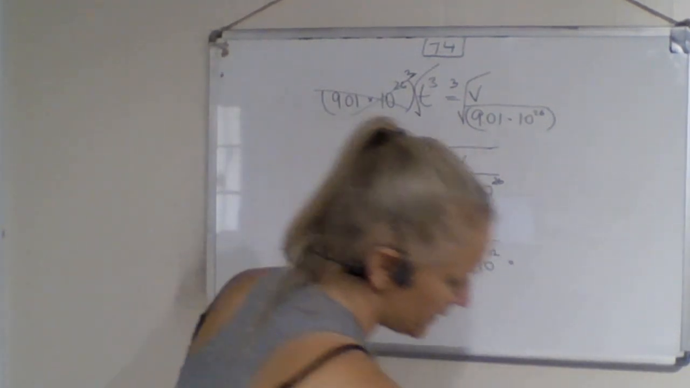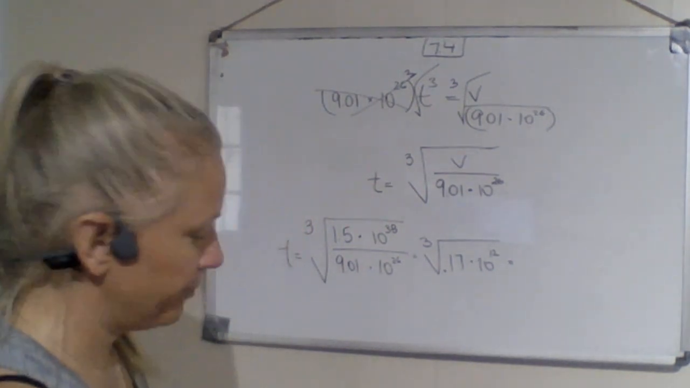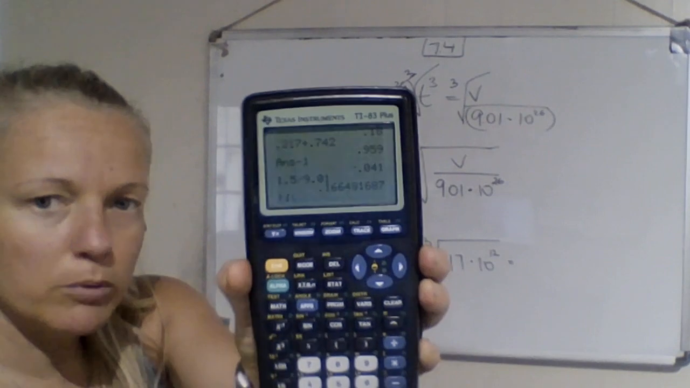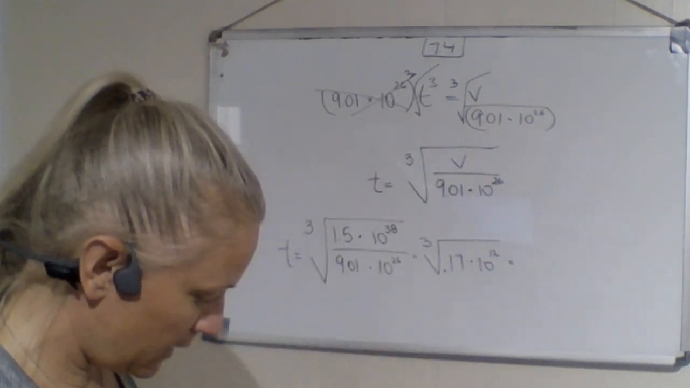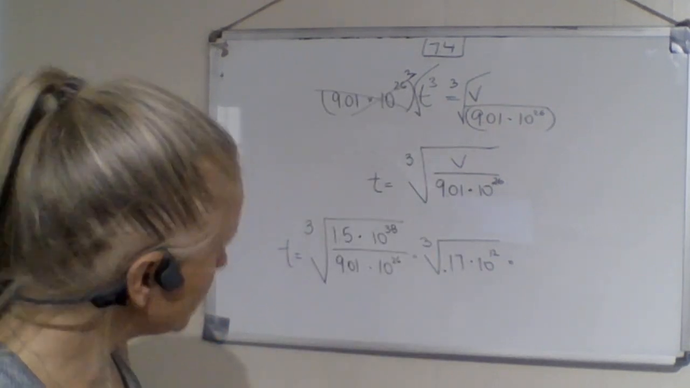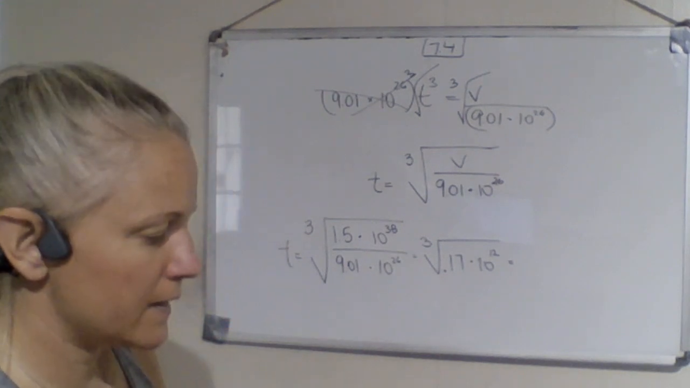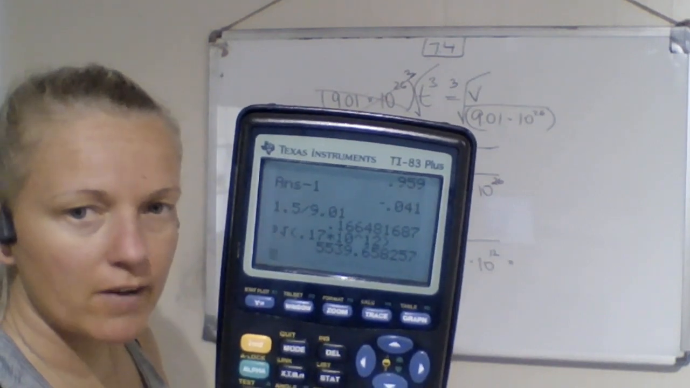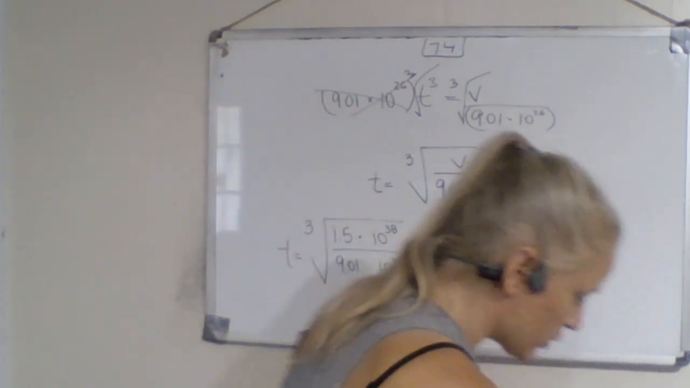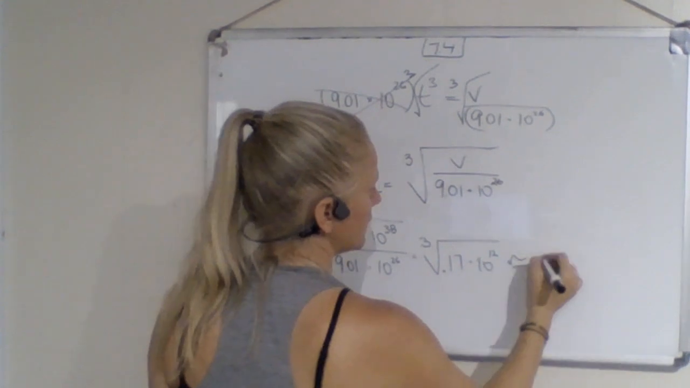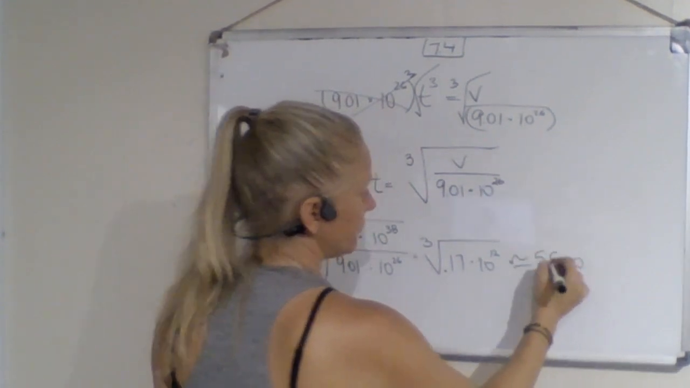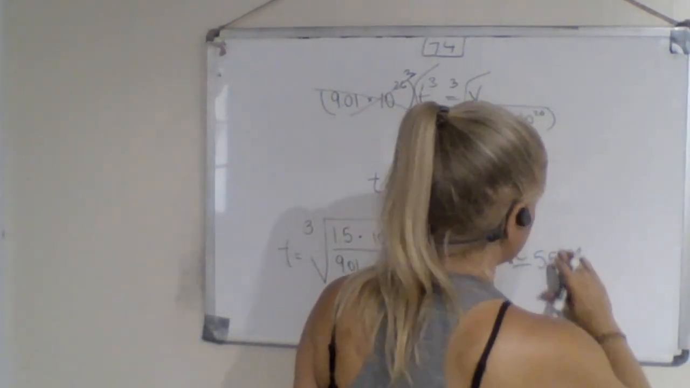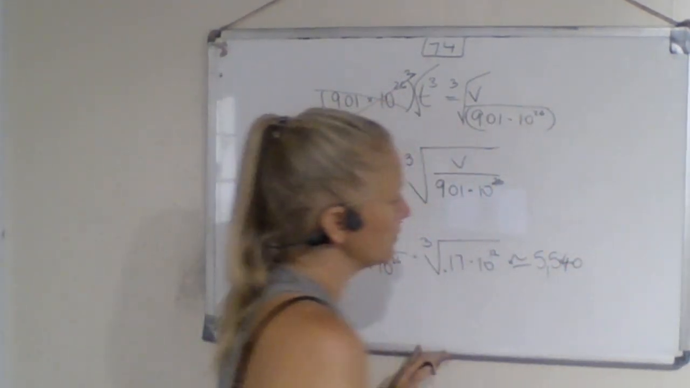I'm going to go ahead and put this in my calculator. I'm going to go math, option 4: cube root of 0.17 times 10 to the 12th. Close my parenthesis, hit enter, and I end up with 5539 or 5540. They really just rounded to about 5,500 years. We can just use the right answer, which is 5540, without any decimals.